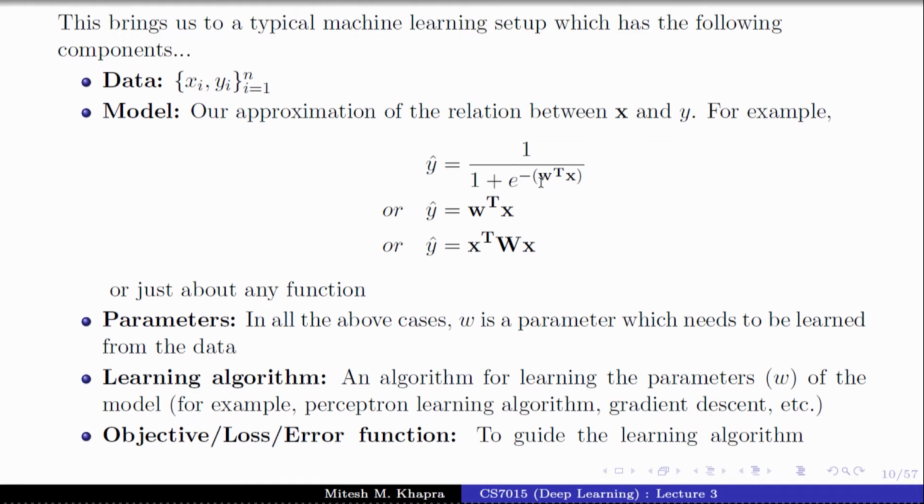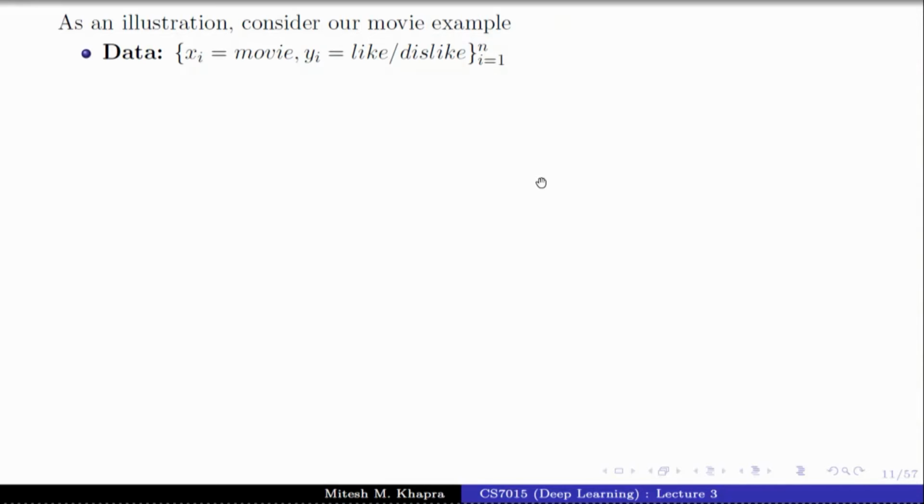Okay. So now this is the typical setup. You have these 5 elements: the data, model, parameters, learning algorithm, and objective function, right? So for the movie example, let's look at this. What's the data? The x's are the movies. So you're given all this information about the movies. And the yi is whether you like or dislike the movie. What's the model? What's the model that you chose? Y is equal to sigmoid of x, right? You can just say it in short as logistic of x. So this is the model that you chose.